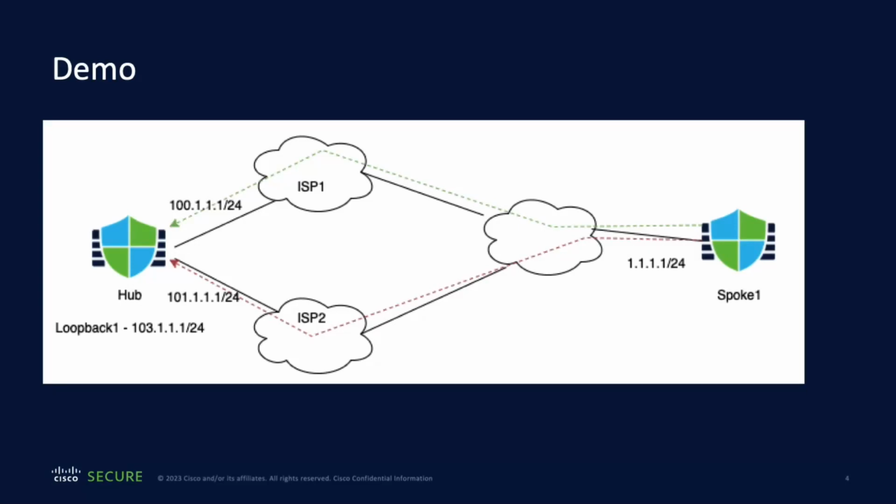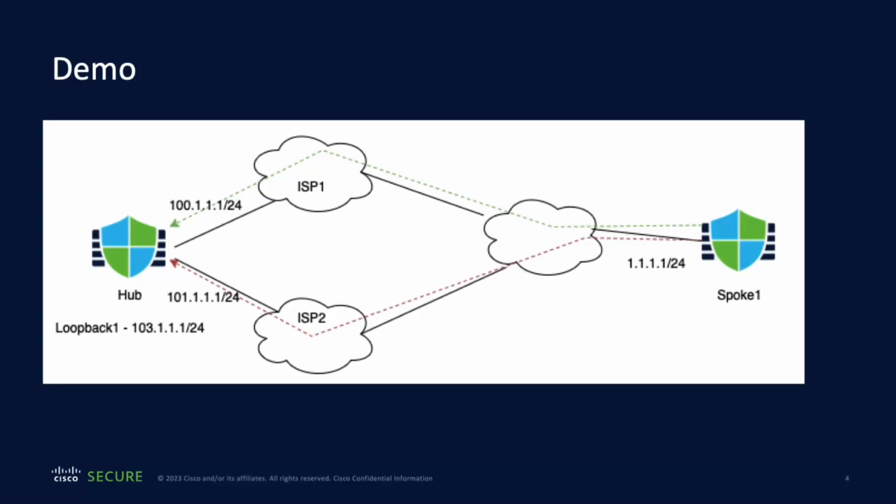Here is a topology. We have the hub FTD with two ISP connections, ISP1 and ISP2. The IP address of the hub towards ISP1 is 100.1.1.1 and the IP address towards ISP2 is 101.1.1.1. The spoke FTD is at the remote branch and has a SPTI tunnel to the hub. The SPTI tunnel on the hub is using a loopback interface as the source, and the loopback interface is redistributed through both the ISP connections. The IP address of the loopback interface is 103.1.1.1.